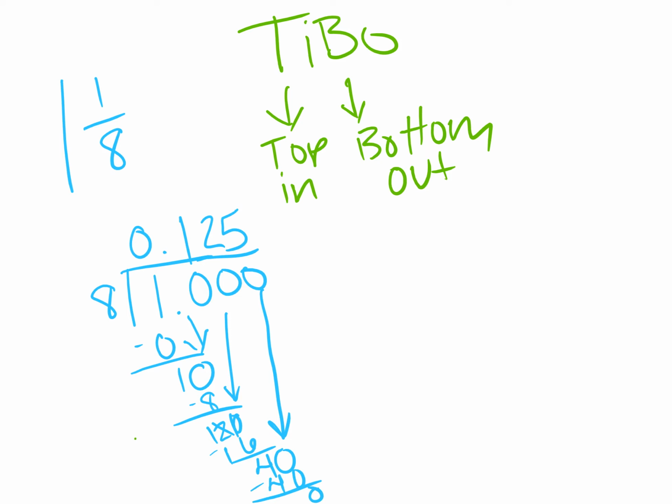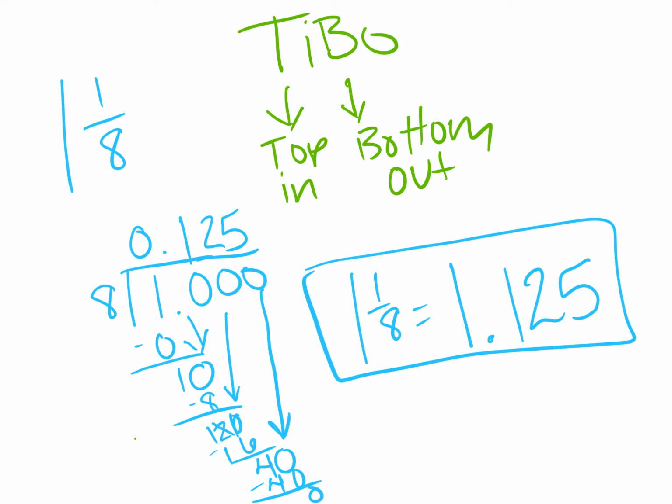The very final step is we need to add our whole number back into our answer. Our whole number was a 1 because it was 1 and 1/8 at the beginning. So 1 and 1/8 is equal to 1.125. We have to add it back in our answer. And that is how you turn a fraction into a decimal.